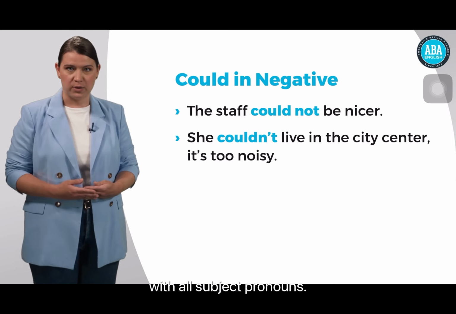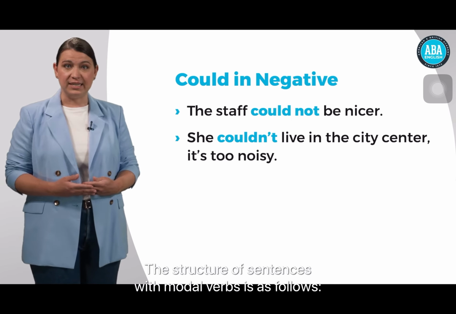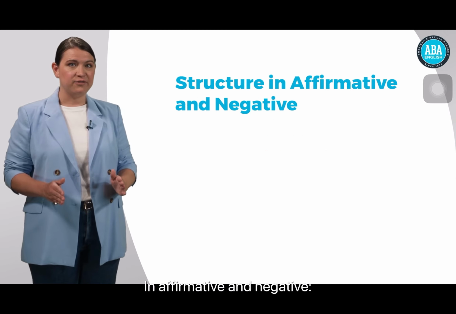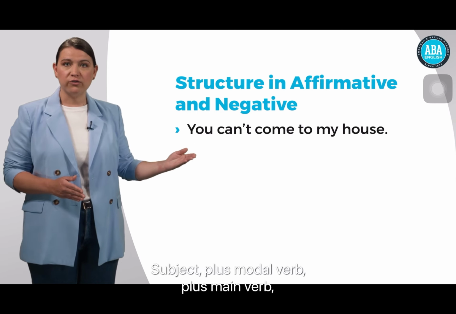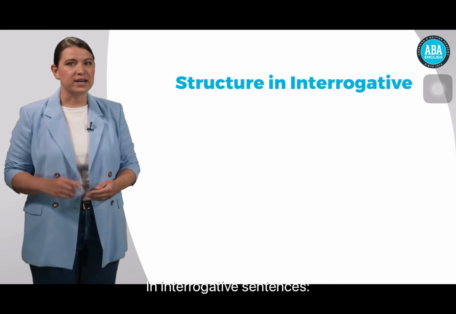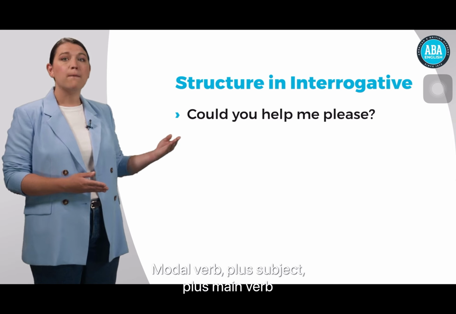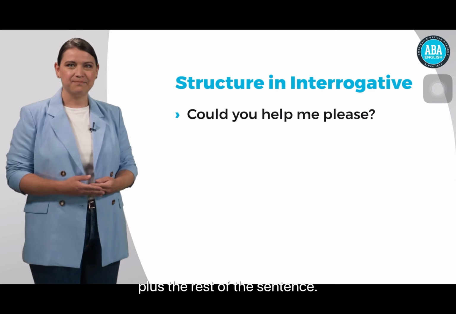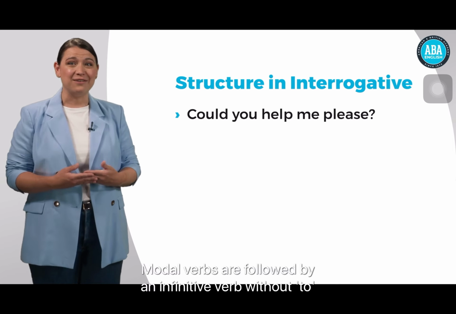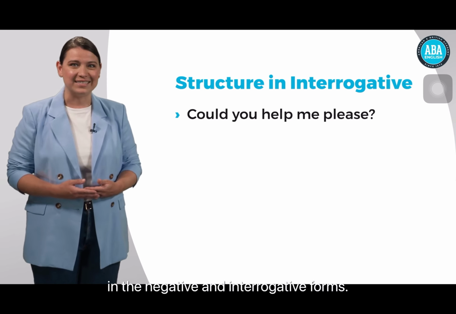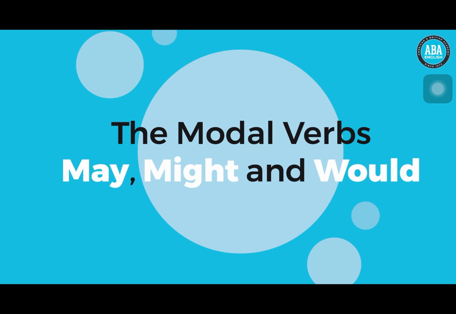As you can see, modal verbs are different from other verbs because they keep the same form with all subject pronouns. The structure of sentences with modal verbs is as follows: an affirmative and negative, subject plus modal verb plus main verb plus the rest of the sentence. In interrogative sentences, modal verb plus subject plus main verb plus the rest of the sentence. Modal verbs are followed by an infinitive verb without to, and they don't need an auxiliary verb in the negative and interrogative forms.